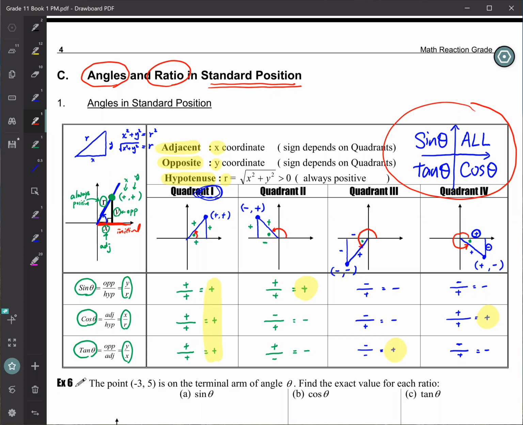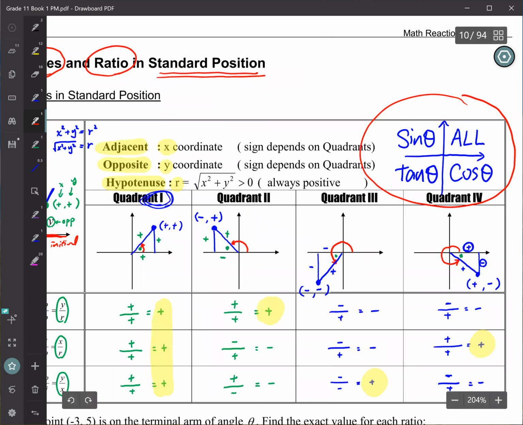So for example, I'll be asking, where is sine negative? Then you look at the chart, right? Sine is positive in 1 and 2, because all are positive in 1, and sine is positive in 2. So that means sine is negative in 3 and 4. Okay, so you use this chart, and you can figure out where sine is positive or negative.